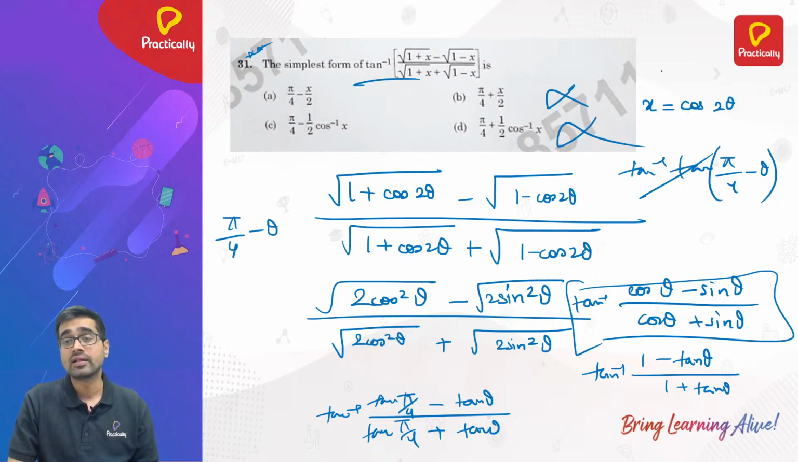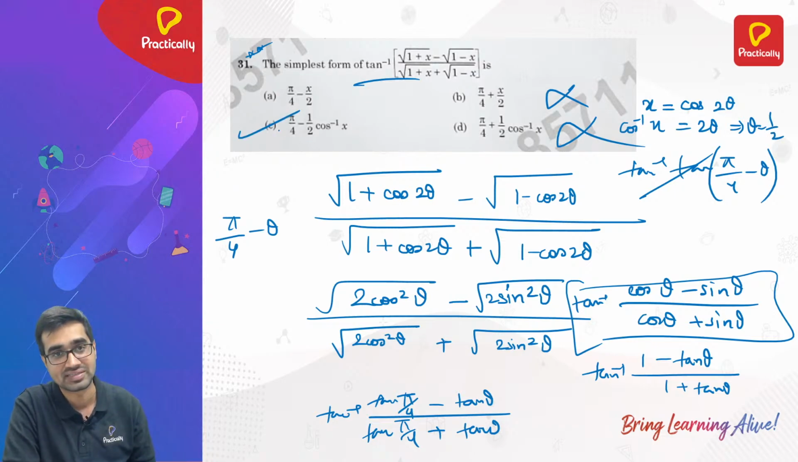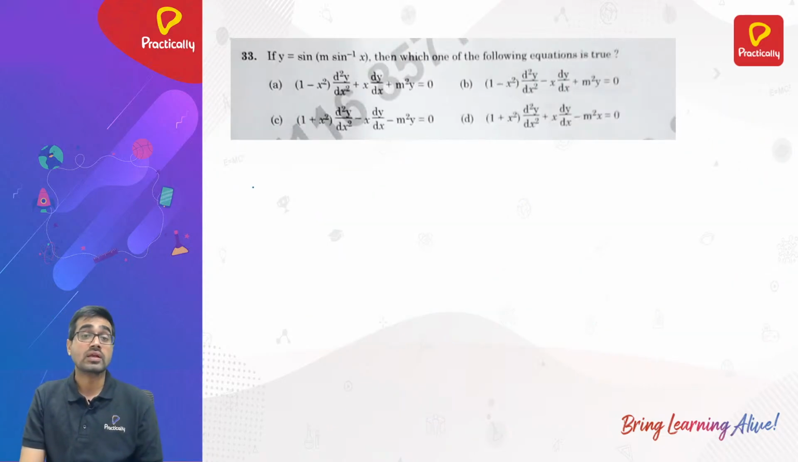What is theta? cos 2 theta is x, so cos inverse x is 2 theta. So theta is half cos inverse x. Only one option has half cos inverse x, and you got the answer. Let's move to the next one.